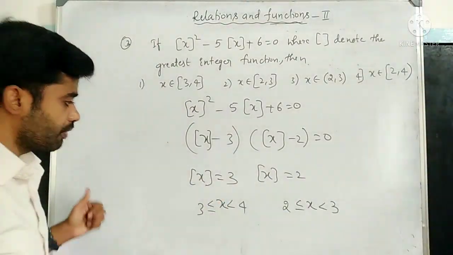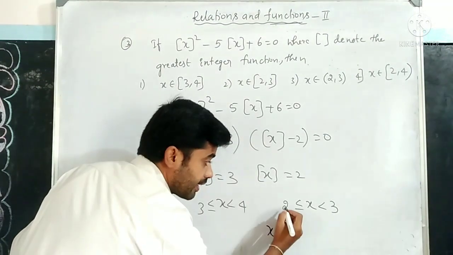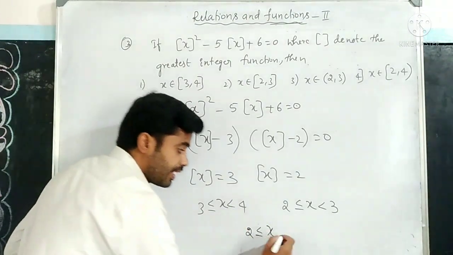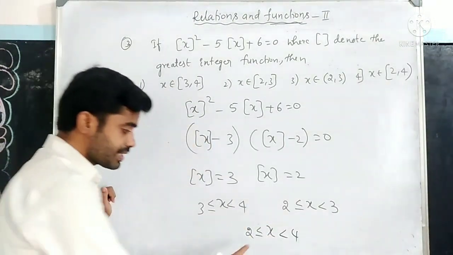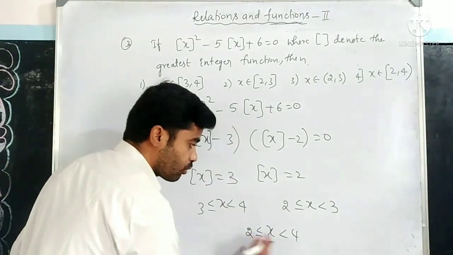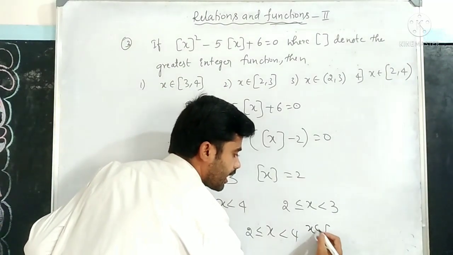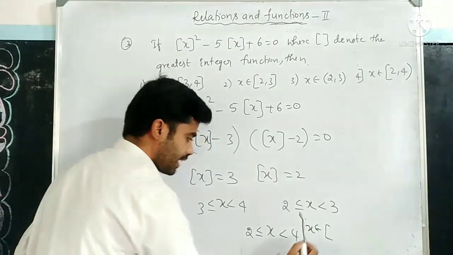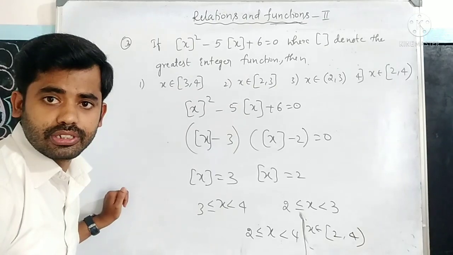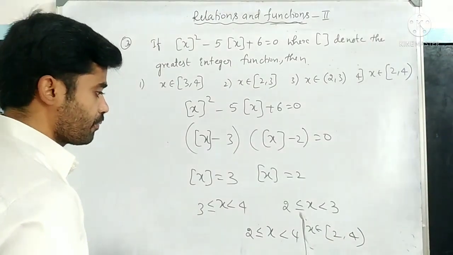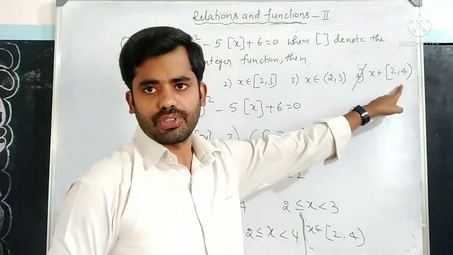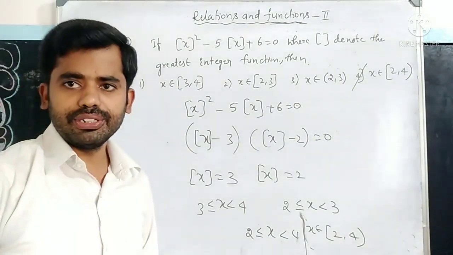Okay, now how can we write? x is greater than or equal to 2, that is the smallest value, and less than 4. It means x lies from 2, equal to 2, up to 4, and 4 is not included. Understood? Then which option? This one, the fourth option. x lies in [2, 4). Understood? Let me move on to the next one.